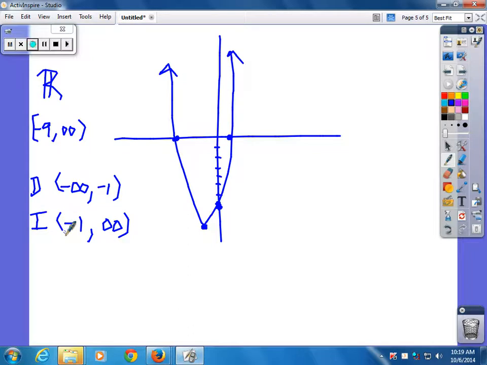Range is always written in terms of what? The y-axis. The two arrows mean that this keeps going, right? And what point is this right here? -9. So from -9 to infinity is the range.